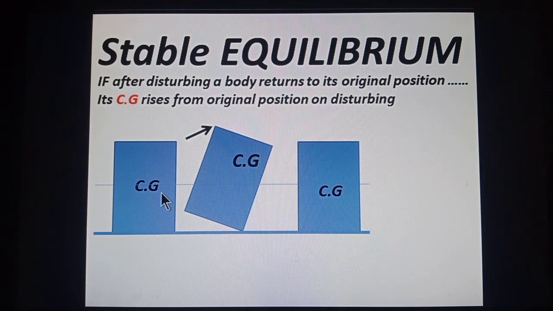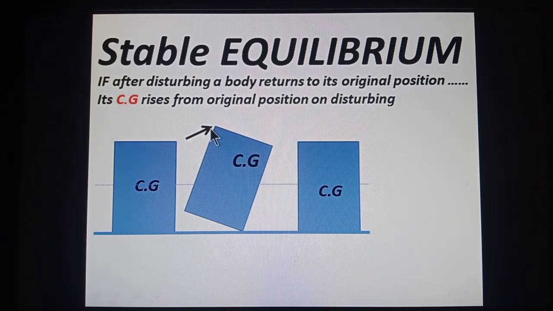When this block is disturbed by applying some force, and when this disturbing force is removed, it will come back to its original position. We say that this block is in stable equilibrium. Another important thing to note here is, when this block is disturbed, what happens to its center of gravity? Its center of gravity rises from its original position.